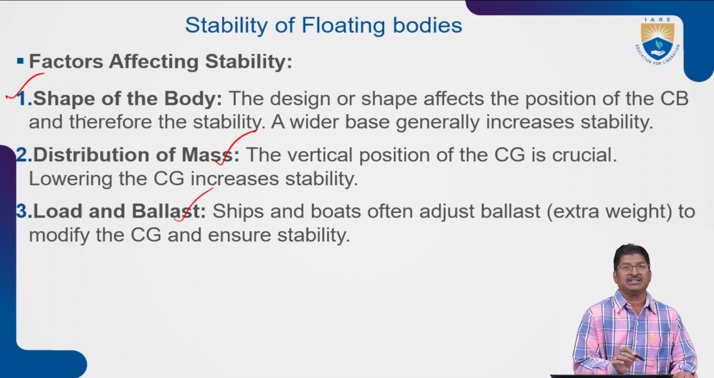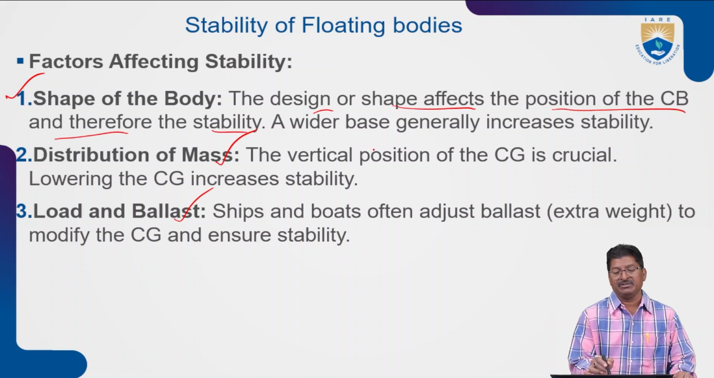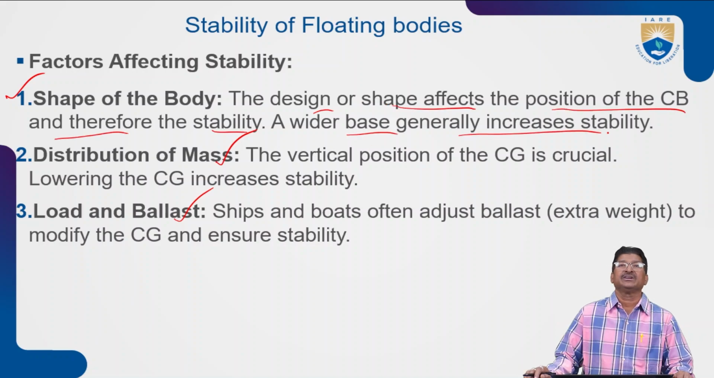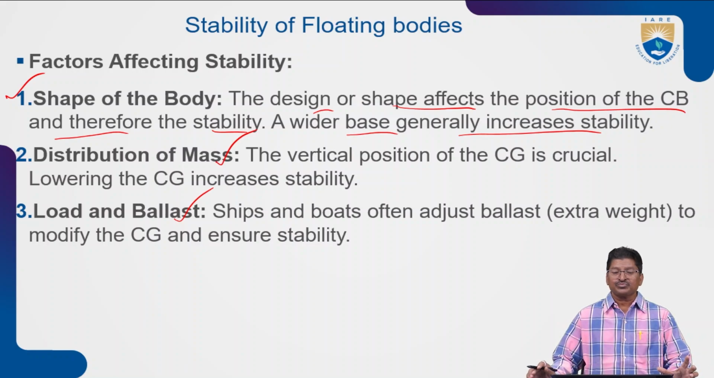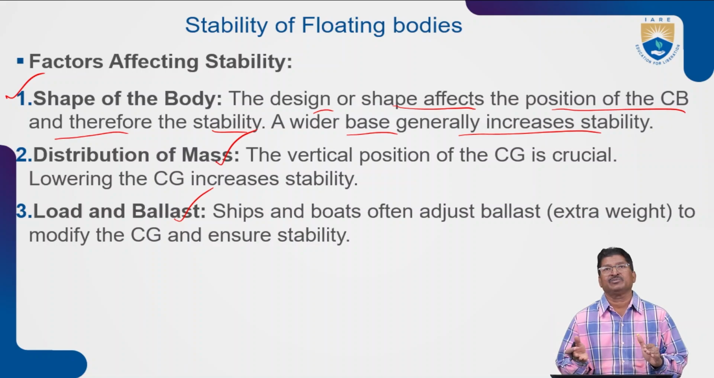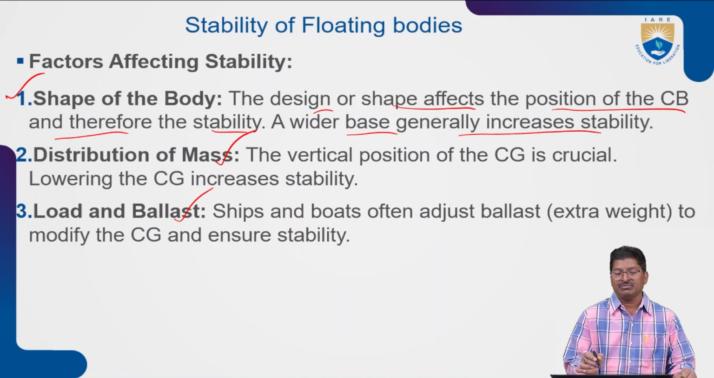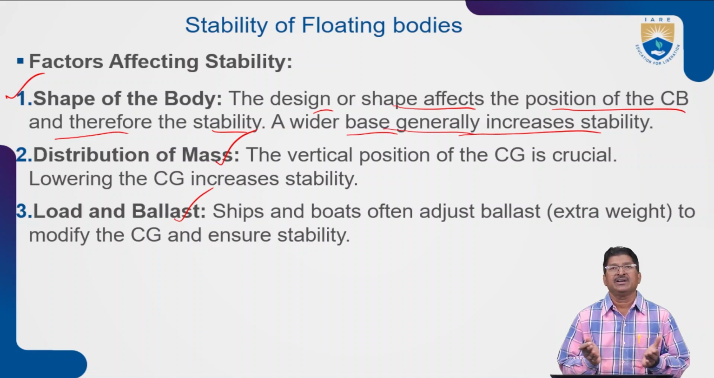First, the shape of the body. Design or shape affects the position of the CB and therefore stability. A wider base generally increases stability. So it is just a shape only. For some shapes, you will get more stability, and some shapes have lesser stability. The wider base generally increases stability. If the base is wider, then it is more stable.